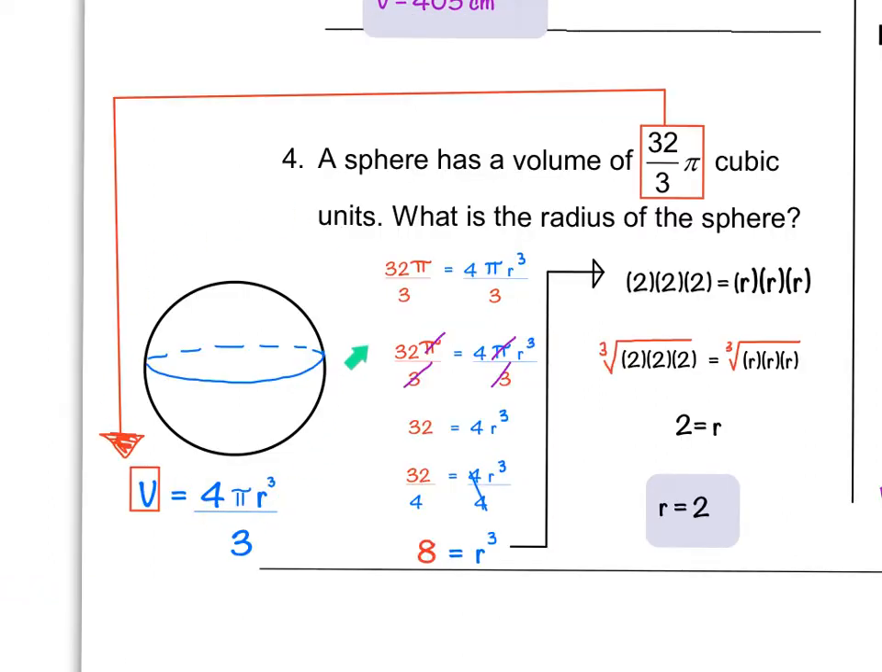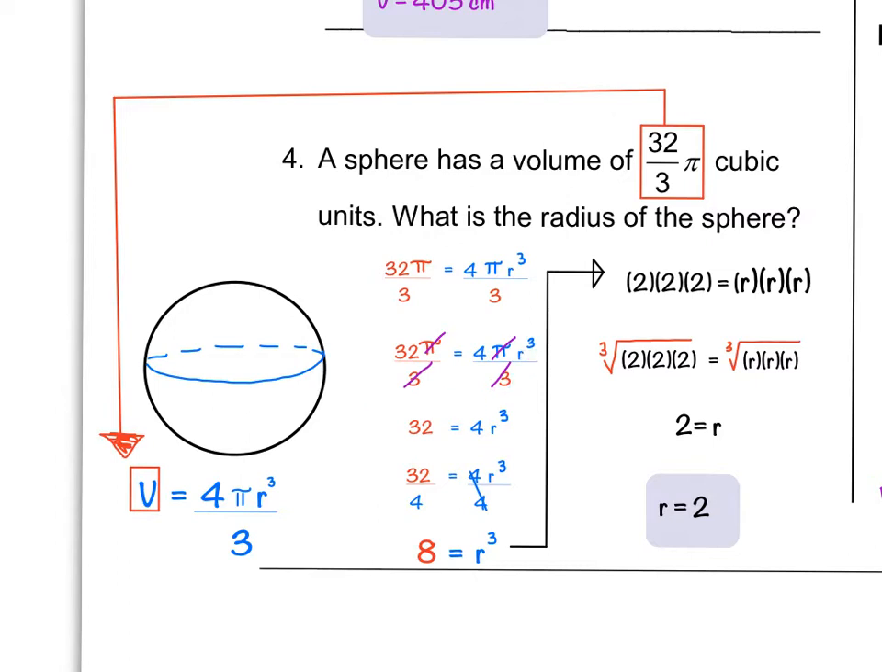On number 4, we have a sphere, which I drew here for you. And the formula for the volume of a sphere would be 4 times pi times r to the third power divided by 3. And they gave us the volume of the sphere, which means that I'm going to be taking this number and substituting it in for V in the formula for volume. That's exactly what I did here. I kept the formula for the volume exactly the same, but I substituted the 32 pi over 3.